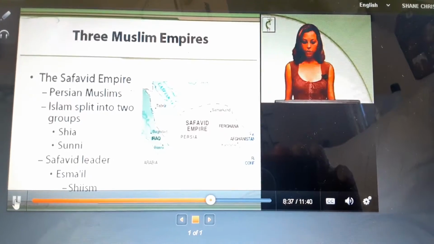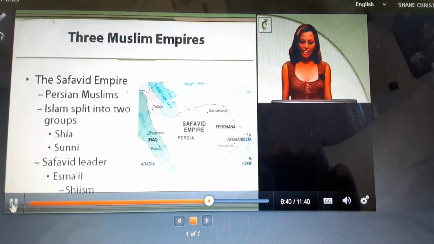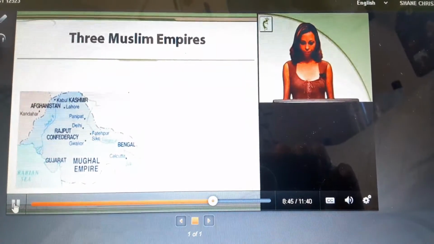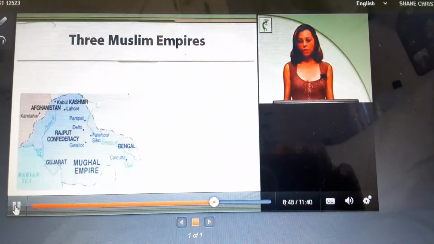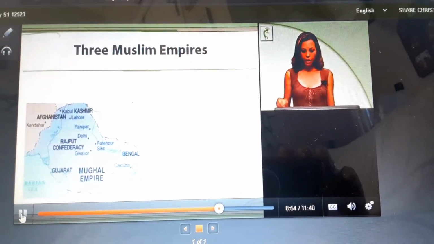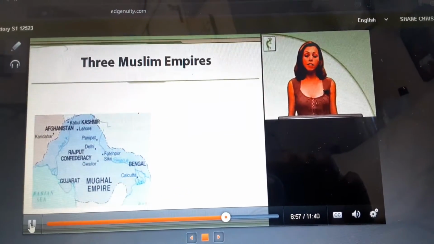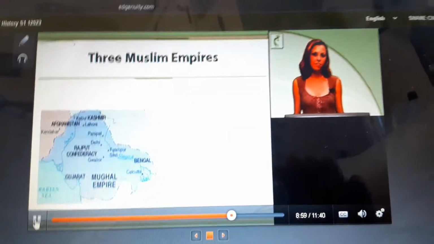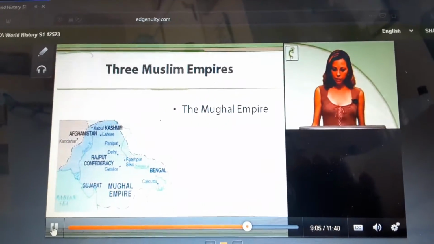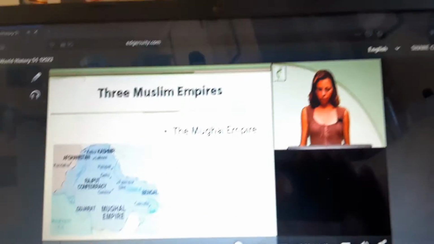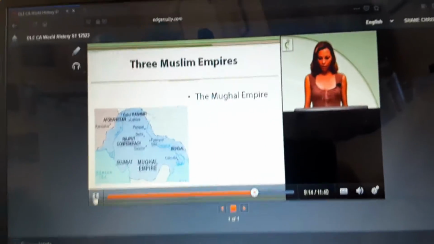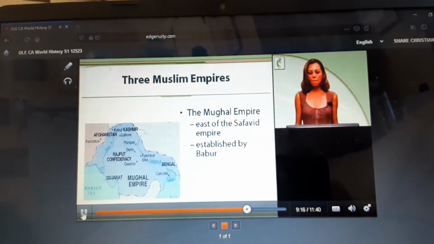The Safavids' greatest leader came in 1588, when he became the Shah, and his name was Abbas. The Safavids did blend Persian and Muslim cultures. They built beautiful mosques and a capital, and they grew wealthy from trade, but they only lasted until about the mid-1700s. To the east, near northern India, there were Turkish Muslims from Central Asia. They were established in 1526 by Babur, and this is the Mughal Empire.